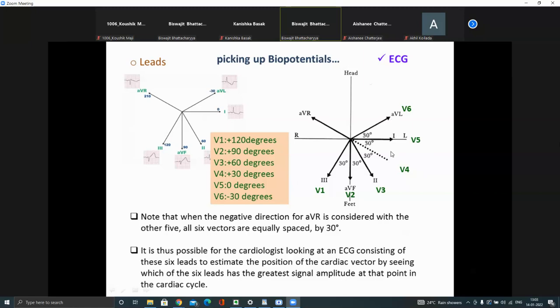So it will be possible for a cardiologist to look at an ECG consisting of all these 6 leads to estimate the position of the cardiac vector by seeing which of the 6 leads has the greatest signal amplitude at that point in the cardiac cycle. So it will be easy for the cardiologist to investigate all such lead voltages in a closer region of our chest.